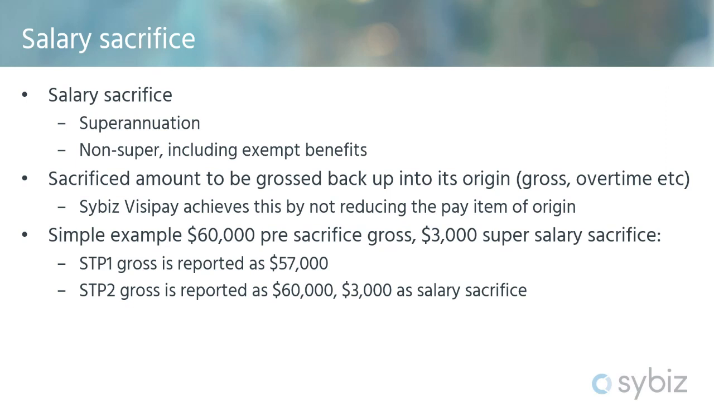So it gets reported differently under STP1 and STP2. Previously, say a salary sacrifice to an exempt benefit, that was virtually invisible to the ATO. They just saw your gross reducing, whereas now we need to basically report the gross from a pre-sacrifice perspective. So the example that I have here: $60,000 salary, they're doing a $3,000 salary sacrifice, whether that's super or not, it gets reported as a salary sacrifice item, and the gross is grossed up to its pre-sacrifice level. So again, we do that heavy lifting for you behind the scenes.